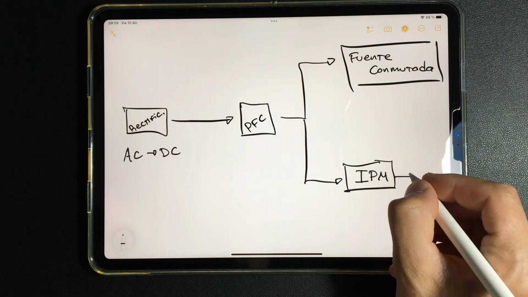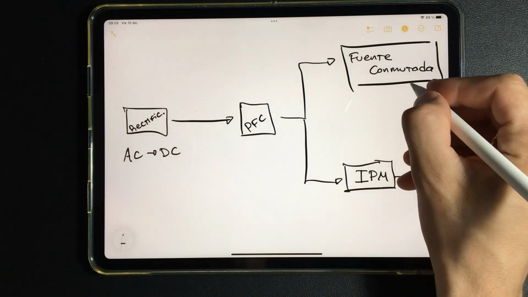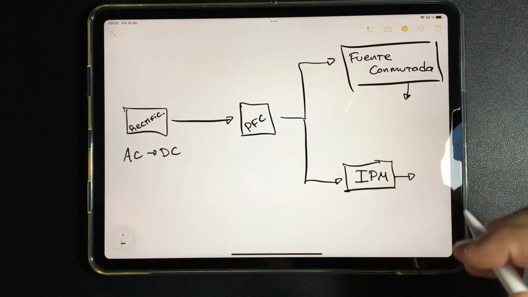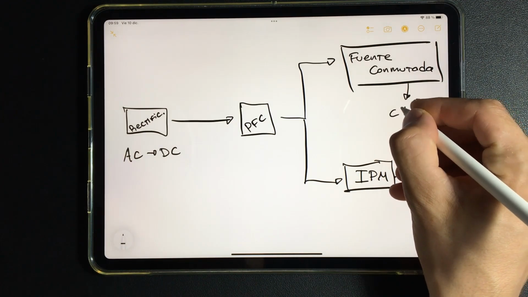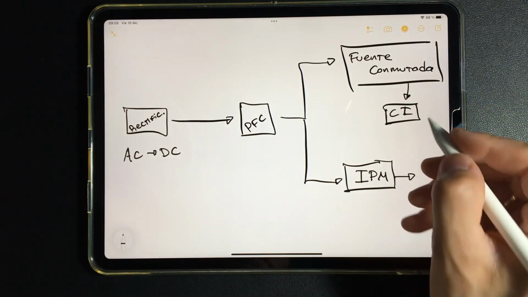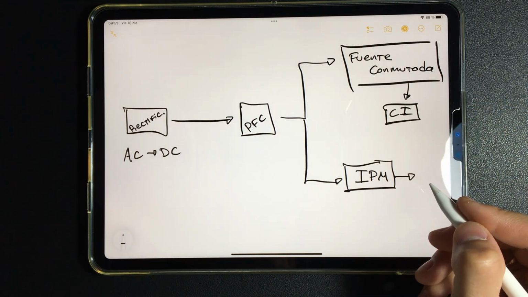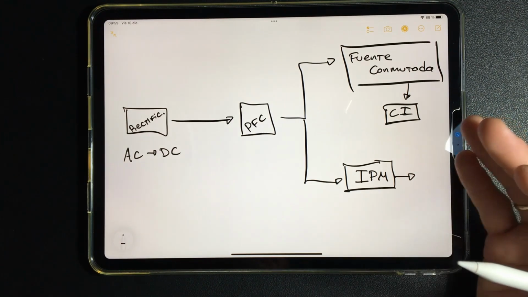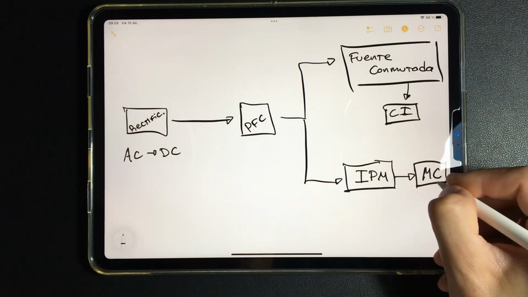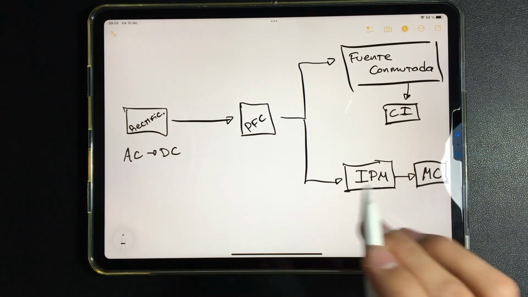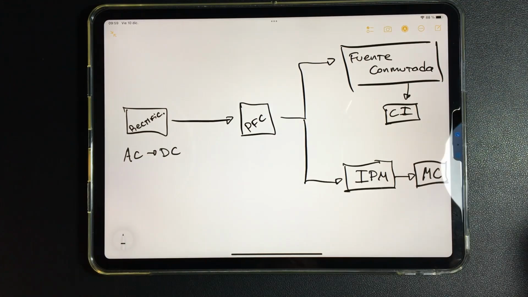What is the IPM? Well, the switched mode power supply is the one that will give voltage to all the low voltage components and even the integrated circuit. And the IPM is the one that will prepare the voltage, or the one that will finish giving the voltage or electron configuration for the compressor. So, this would be a diagram in broad strokes.